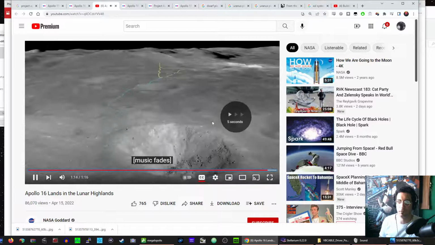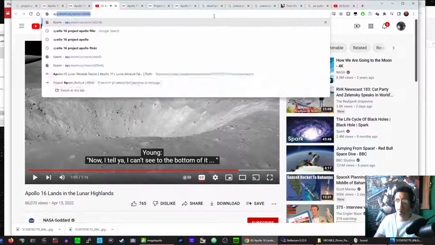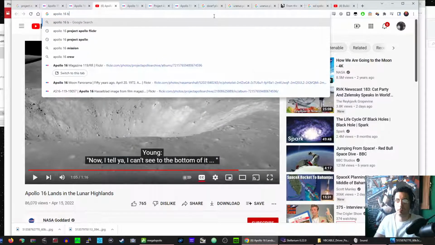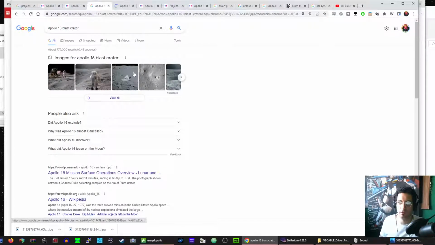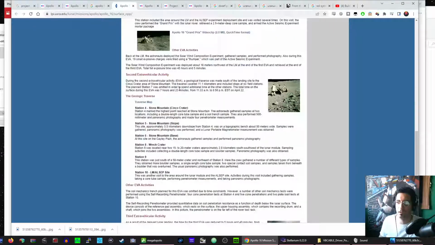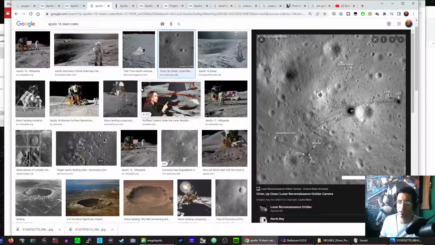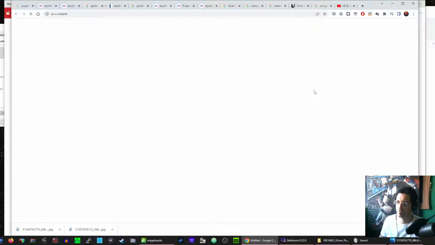So here's the fun part here. Okay, let's see. So this is what I'm really interested in. I want to see a good picture of the Apollo 16 blast crater, because Apollo 16 was one of the few landings where you actually get a blast crater, like a good proper one. There we go, that's perfect.